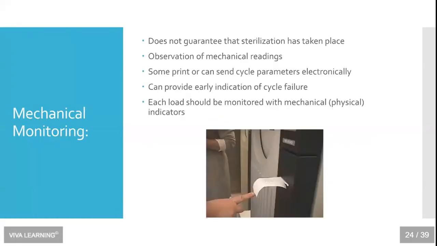So a little bit more about mechanical monitoring. With mechanical monitoring, we observe the mechanical readings within the autoclave or the sterilizer. Some new devices actually print out and send cycle parameters electronically. They can provide early indication of a cycle failure and tell you something's not right, and each load should be monitored with a mechanical indicator.